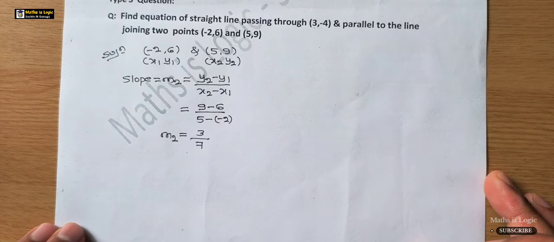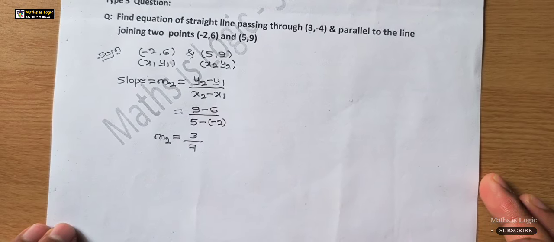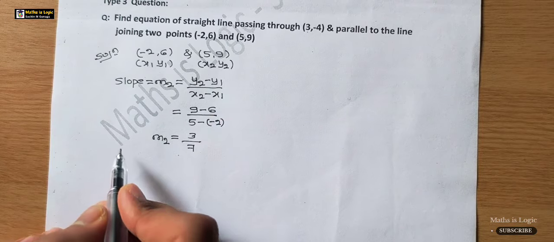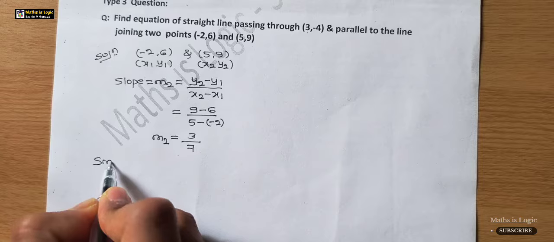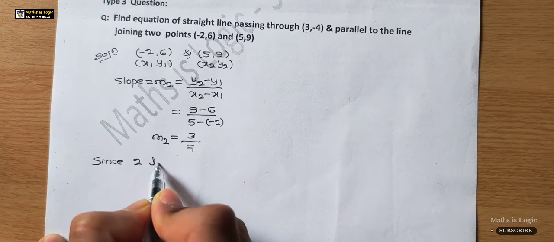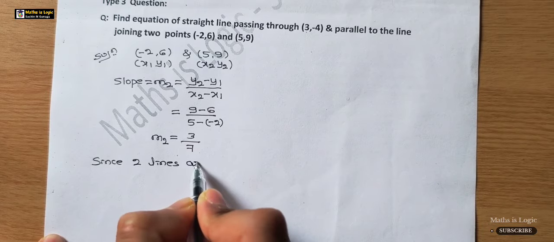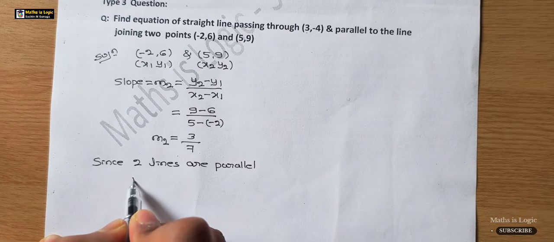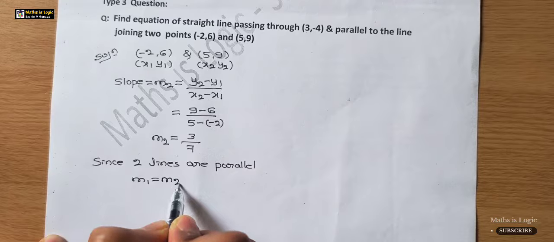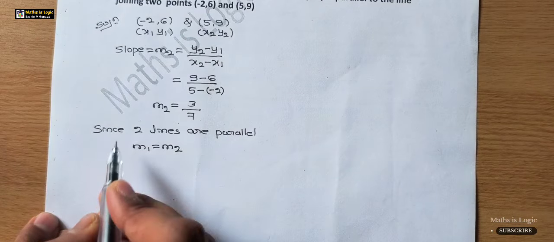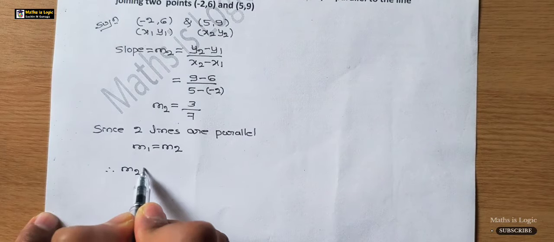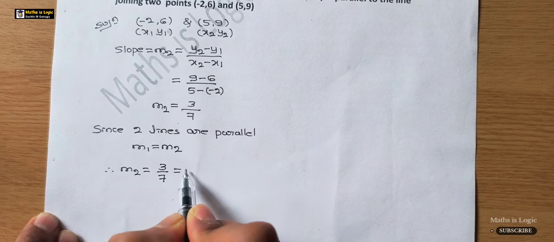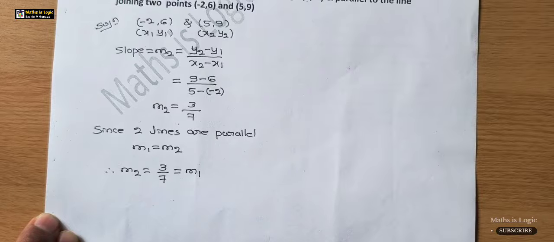Next, now write the perpendicular condition. So what is that perpendicular condition? Now you write parallel condition. What is that parallel condition? Since two lines are parallel, condition is m1 is equals to m2. Therefore already you got m2 value. What is that m2 value? 3 divided by 7, that is only m1.